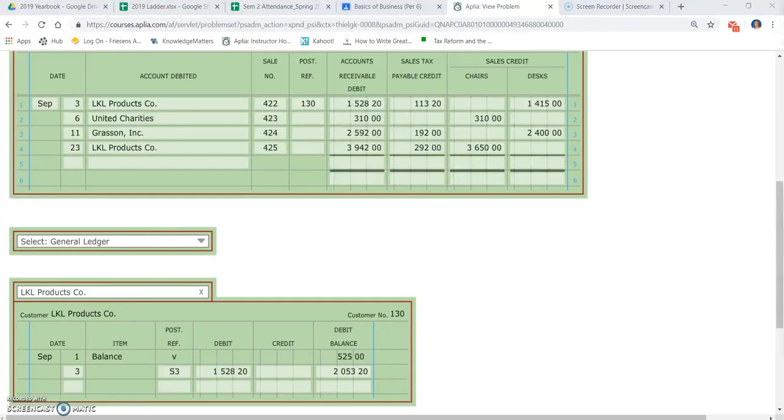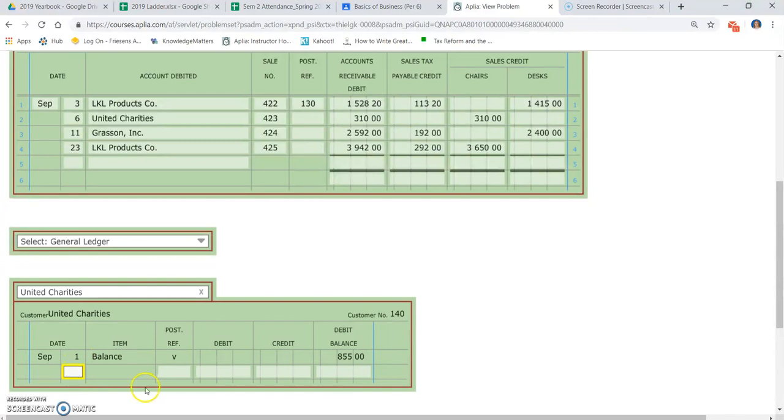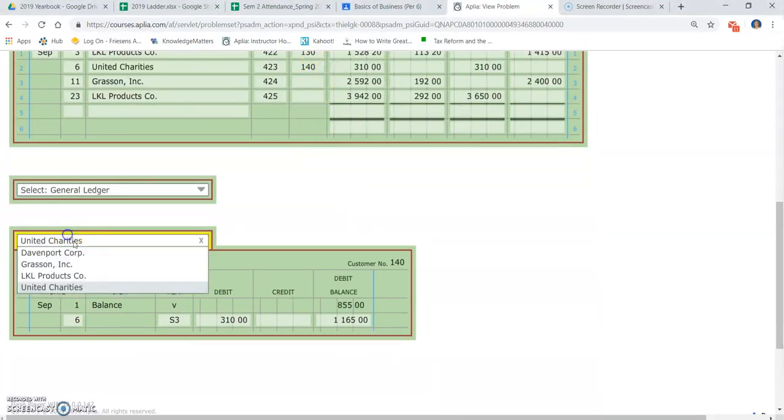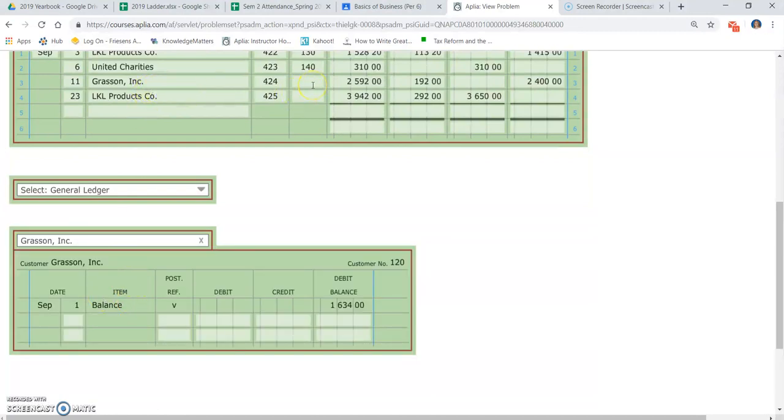Next up is United Charities. So we open up United Charities here and we put the 6th, S3. It's a debit of $310, again coming from that accounts receivable. And so our new debit balance for United Charities is $1,165. And then we put 140 right up here, and we're done posting them. Next up is Grasson Inc. So we'll open Grasson. This is happening on the 11th, again S3, a debit of $2,592. And a new debit balance of $4,226. And then we take our 120 and put it right back up in our post reference.